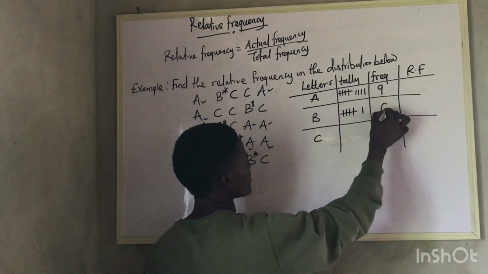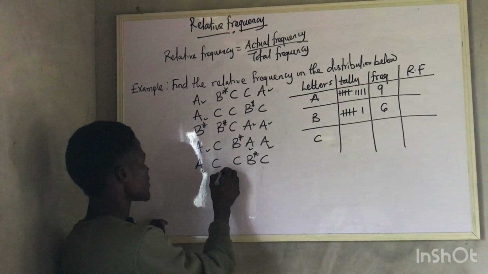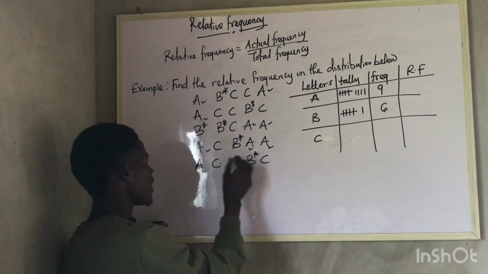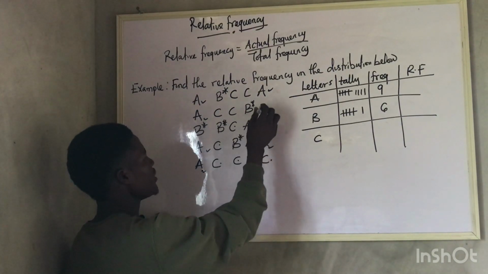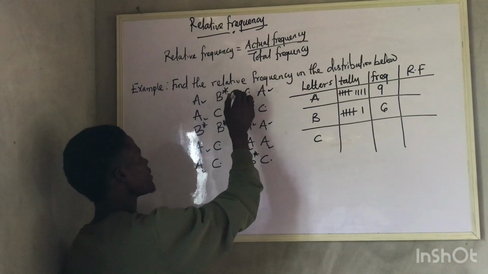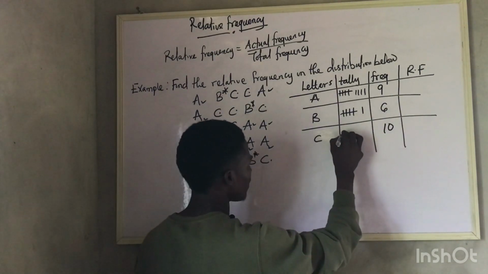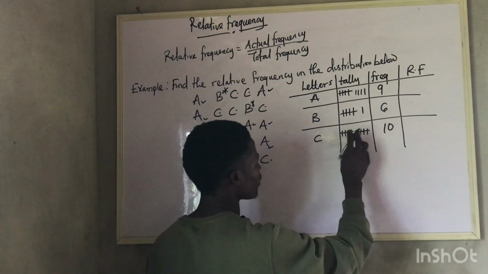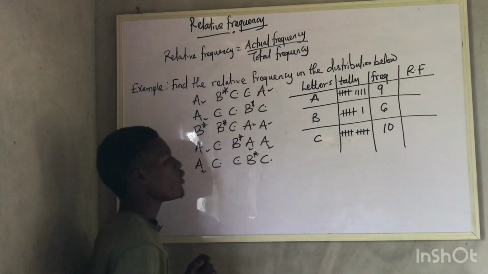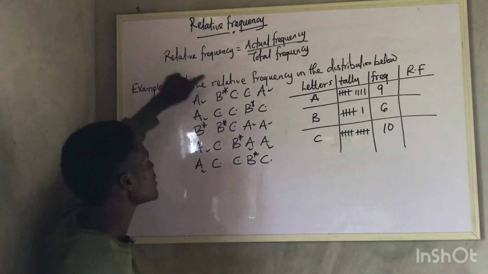So that is 6. Then your C now, let's put that as a dot. That's 1, 2, 3, 4, 5, 6, 7, 8, 9, and 10. So this is 10, and that is 1, 2, 3, 4, 5, 1, 2, 3, 4, 5. 5 plus 5 is 10. So now, your relative frequency, I said the formula for finding your relative frequency is what?